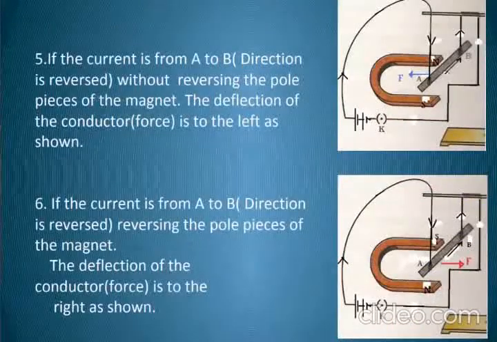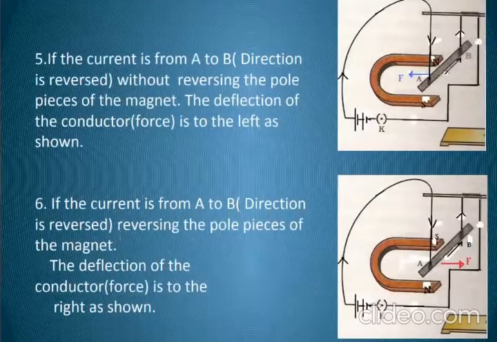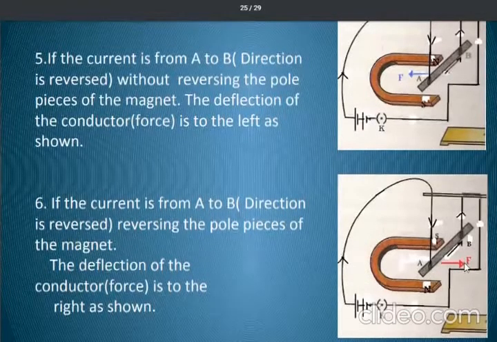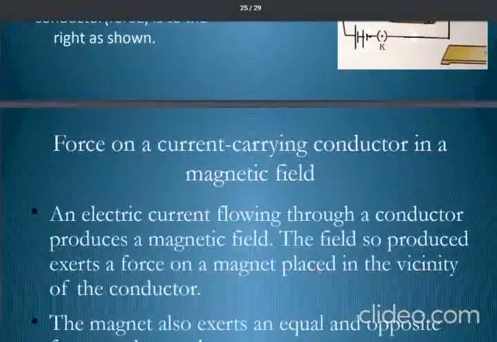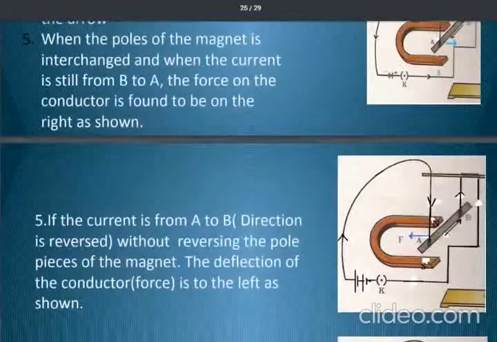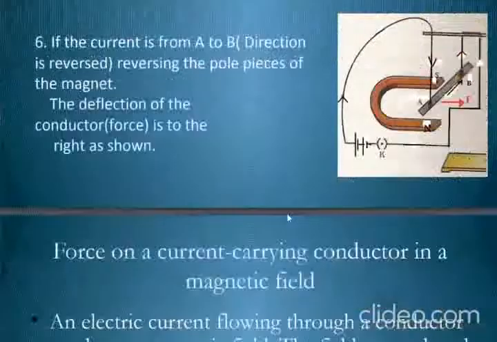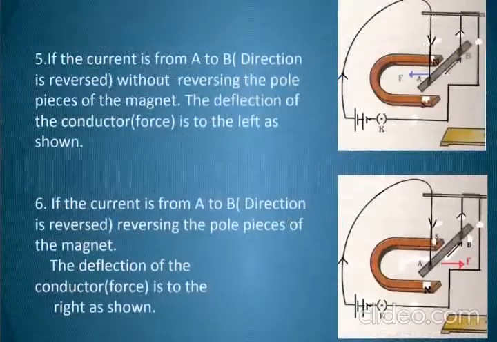Now if the current is from A to B, that is, the direction is reversed, and also the pole pieces of the magnet are reversed, that is, this south is reversed to north, then the deflection of the conductor is to the right as shown. In this situation, the deflection gets reversed. These four pictures were based on activities that you can learn from the activities, and you can even perform these activities at your home.